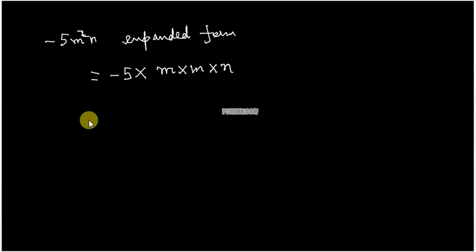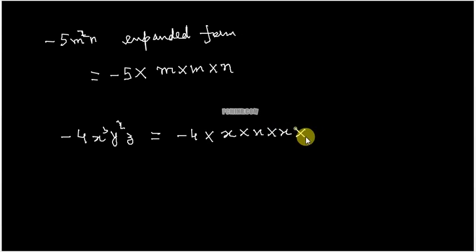Let's check out one more example. I have minus 4x cube y square z. That gives me minus 4 times, and expanded form means x cube, so I need to have 3 x's here: x times x times x, into y square, which means y times y. I'm multiplying y 2 times, and z is just 1 part. So this is the expanded form for minus 4x cube y square z.